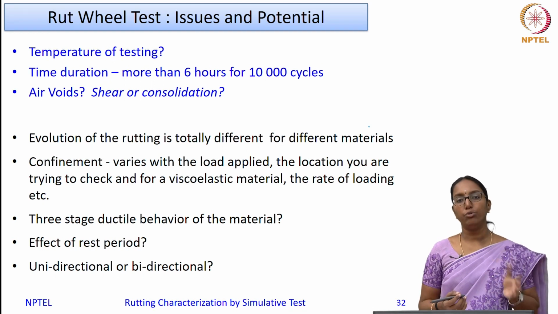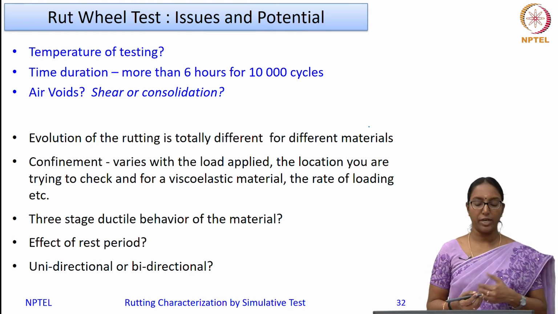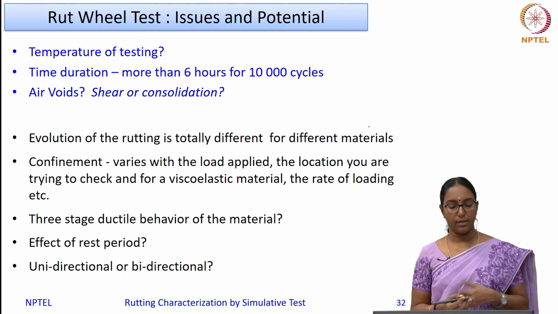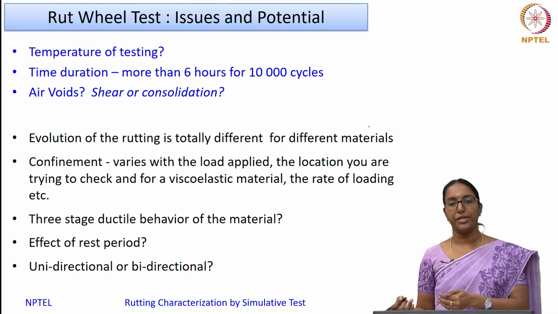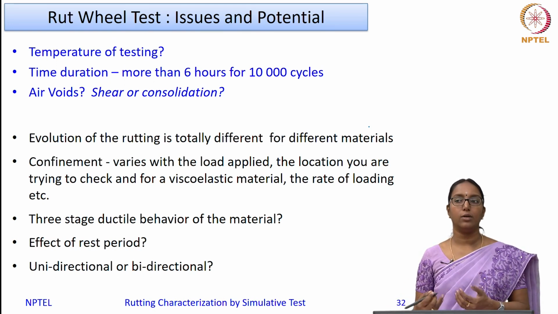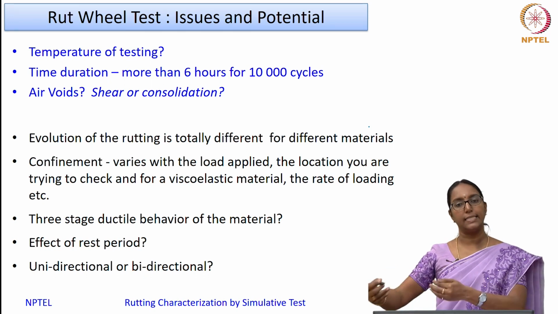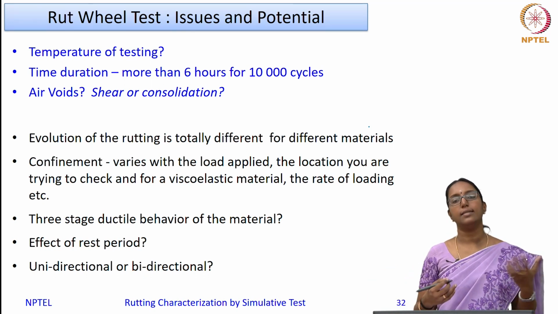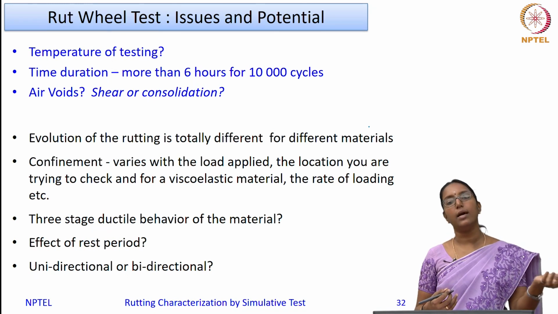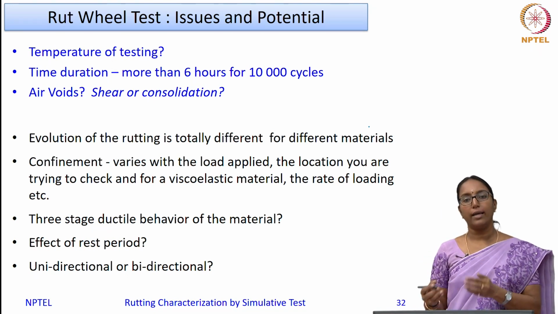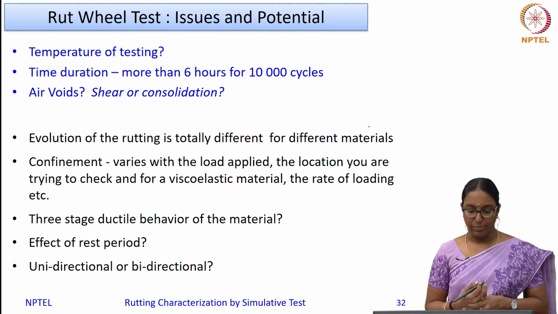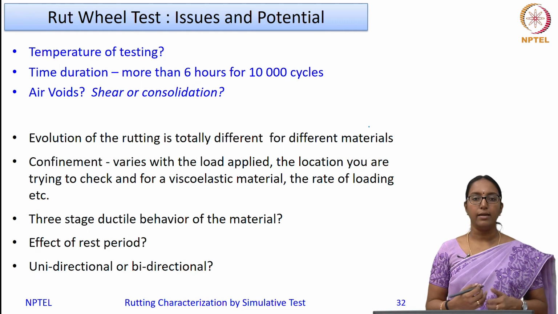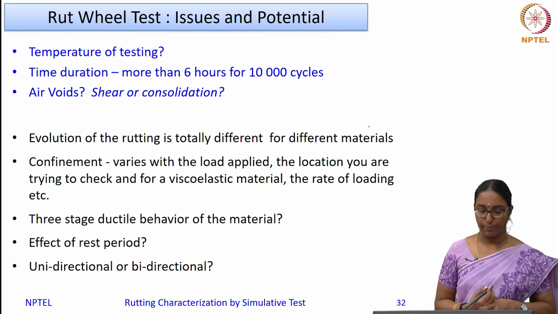And you can do the testing at different air void contents. What I mentioned as per the standards is an air void content of 4%. Say one wants to test at a higher air void content, to simulate the material when it is laid and compacted, you can test it at say 7 or 8% air void content and see how the deformation happens. Or you can have a very low air void content and see how the shear deformation happens. So such possibilities are there to use in rut wheel testing.